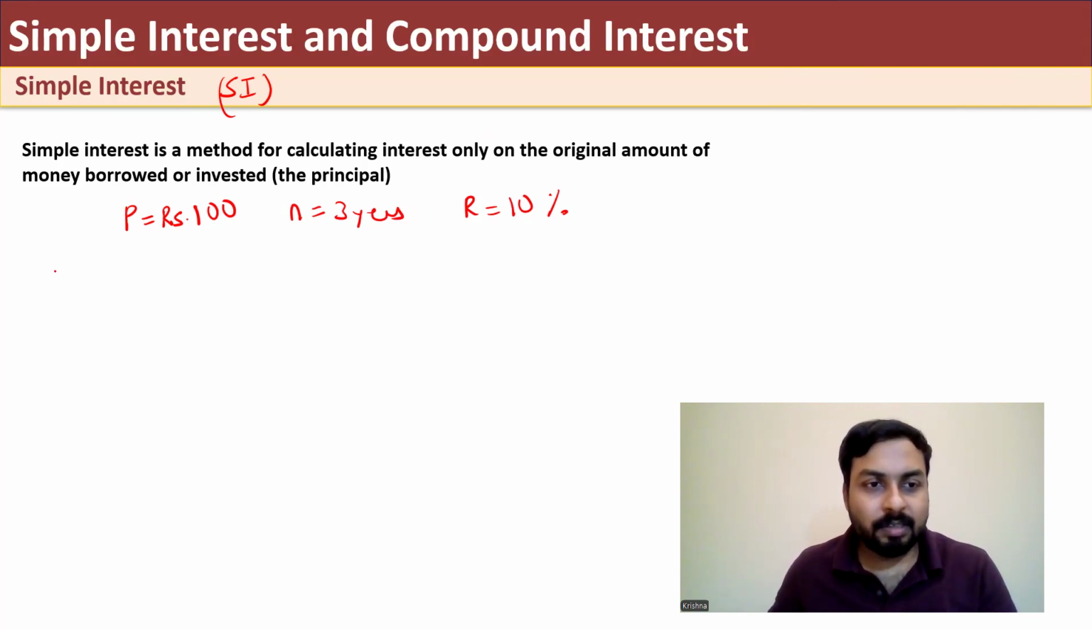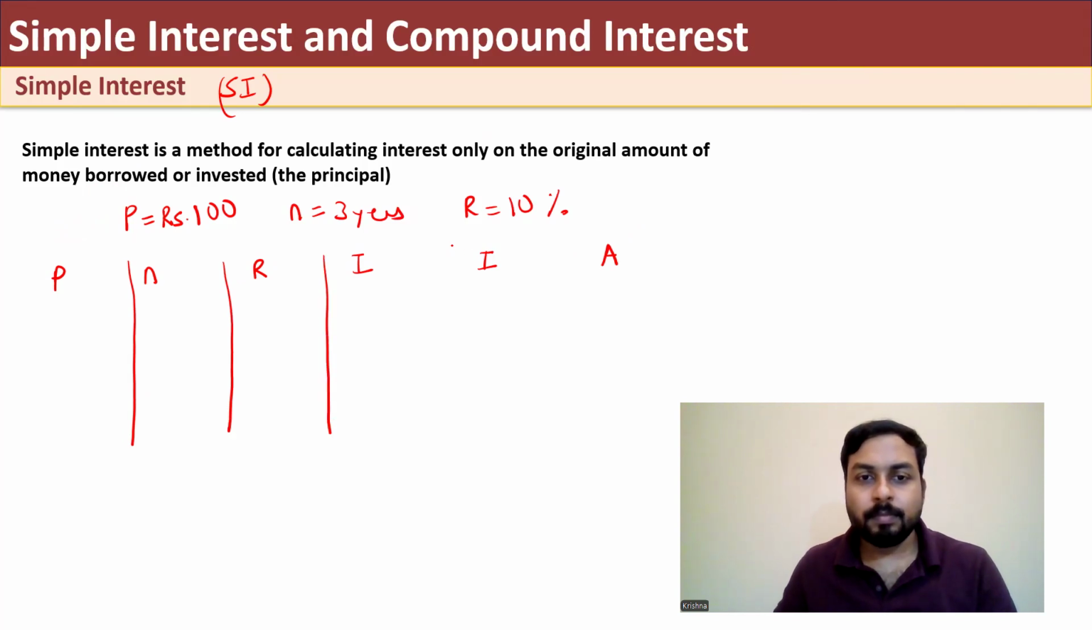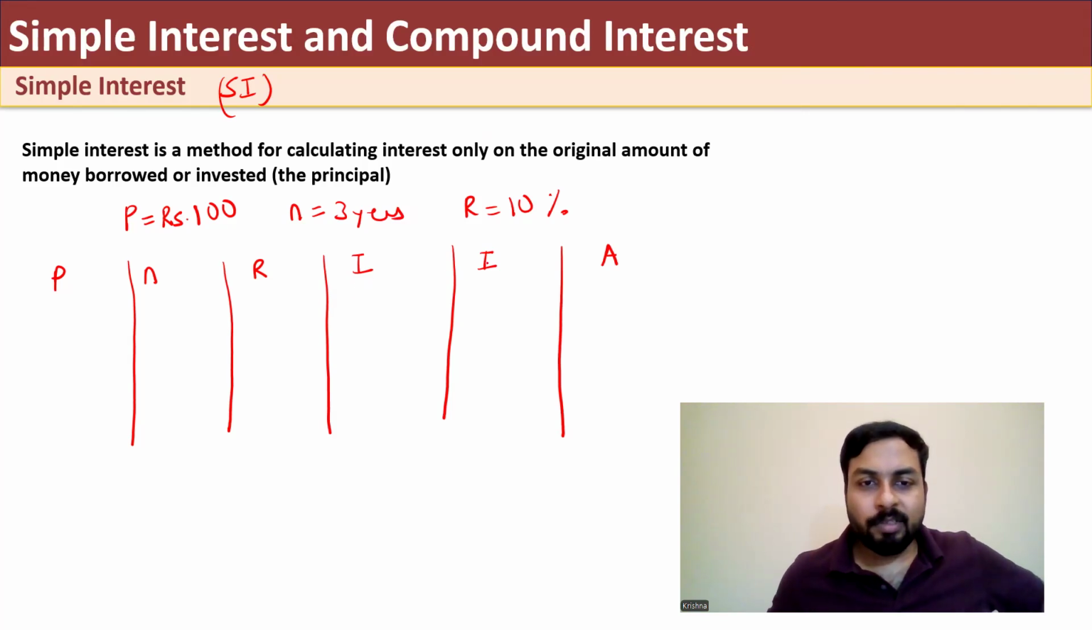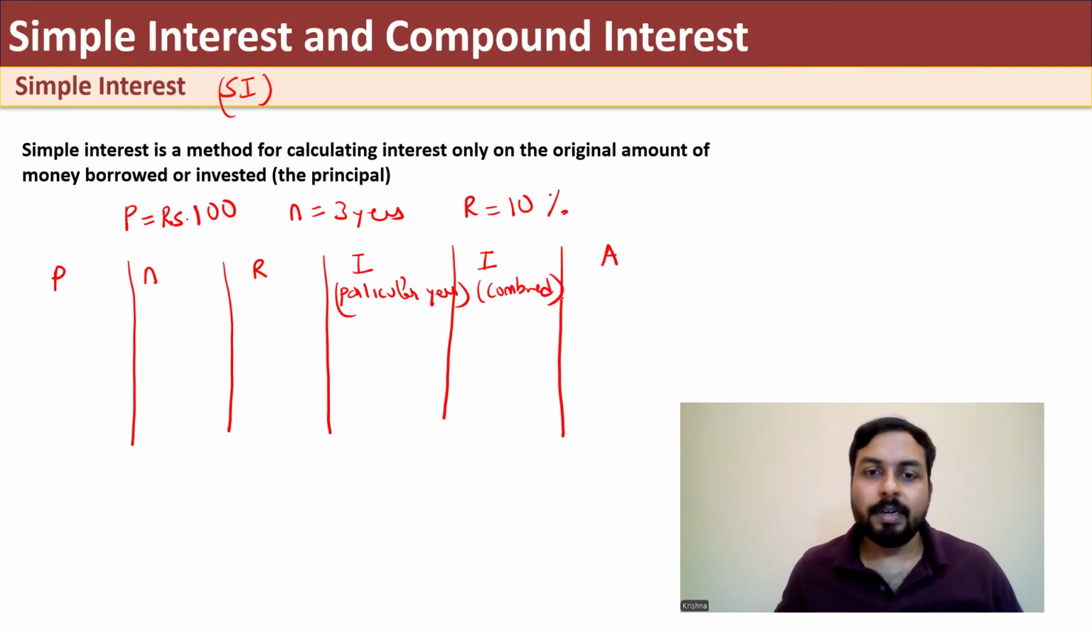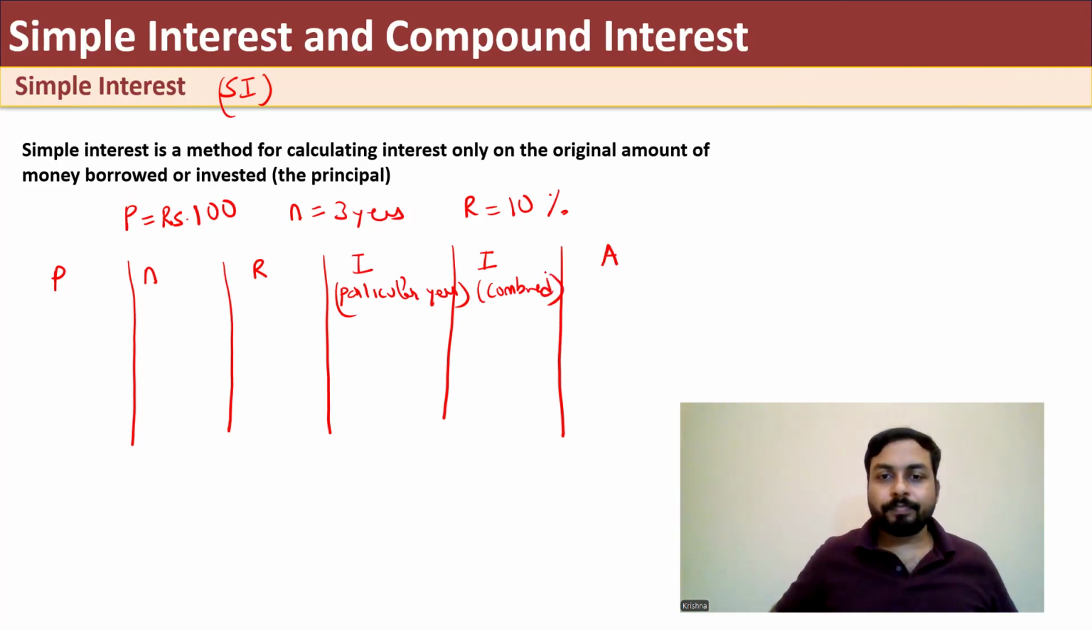So for this, I'll take a table like this: P, N, R, I, I, A. I'll draw a small table here. Okay, and you must be thinking that I wrote I two times. So basically, this is the interest for a particular year, interest for a specific year, and this is the combined interest. Okay, this is the combined interest.